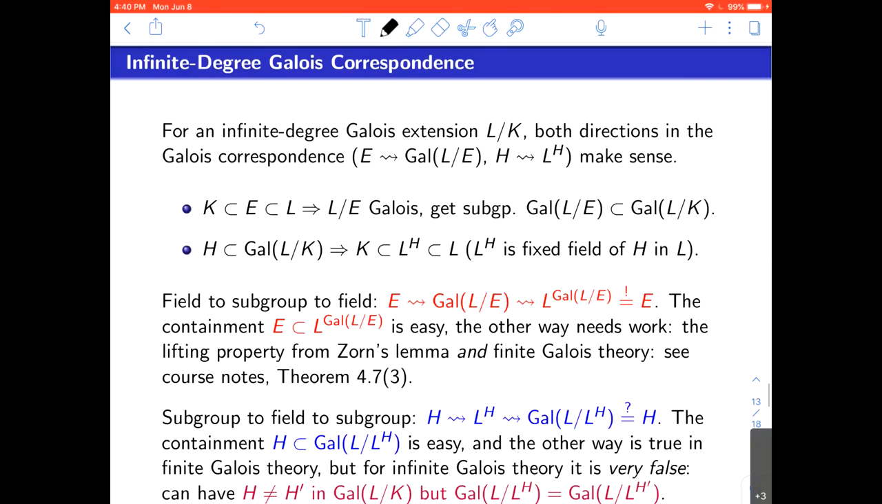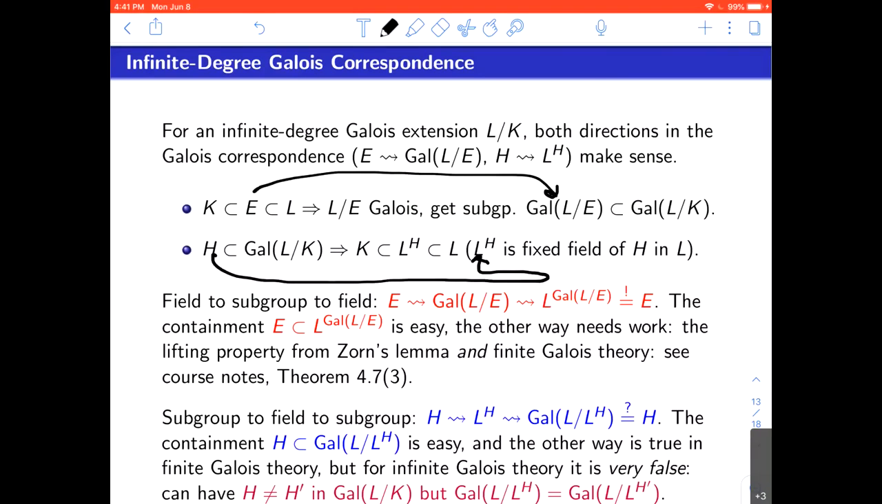Given a field E, you go to the subgroup of elements that fixes it. Given a subgroup H, you go to the elements fixed by H. And so this correspondence in finite Galois theory makes sense even if the extension is of infinite degree. As I wrote in the 2 bullet points, given an E, you get a subgroup, the Galois group of L over E. And given a subgroup H, you get a field of elements fixed by H.